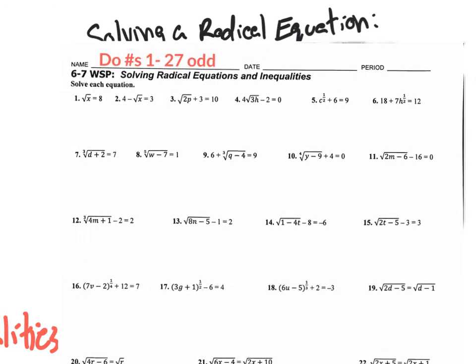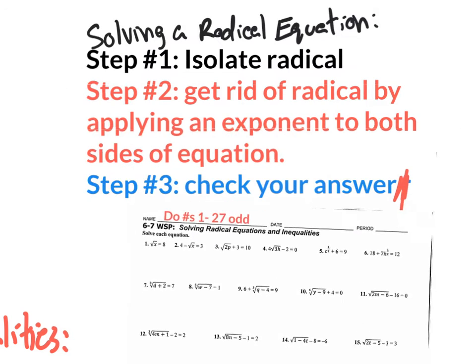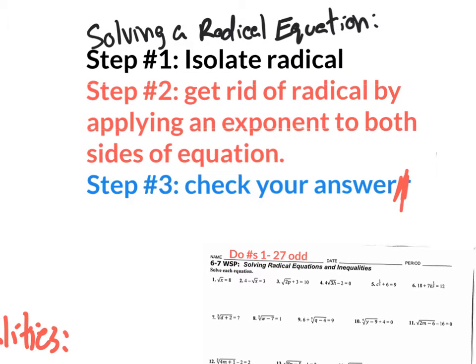I did revise my steps on solving a radical equation, which was the majority of this worksheet. I don't know if you guys saw the video or not, but here it is. Step 1 is to isolate the radical. You've got to get the radical by itself. Step 2 is get rid of the radical. How? By applying an exponent on both sides of the equation. So what do I mean by this? Get rid of the radical by applying an exponent on both sides of the equation.